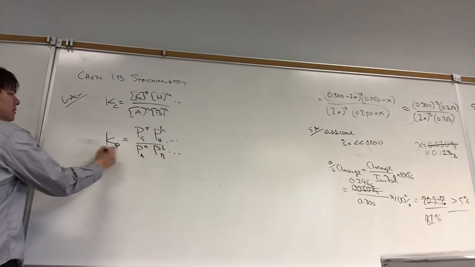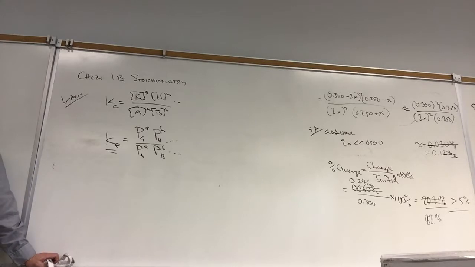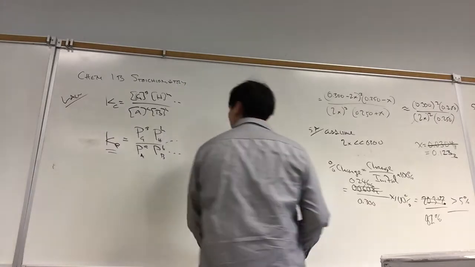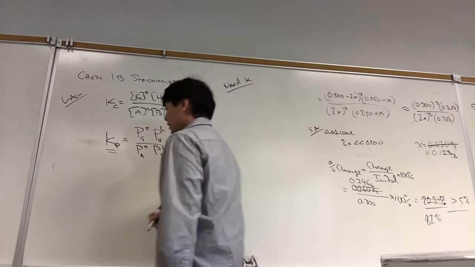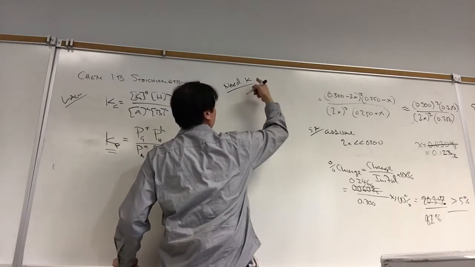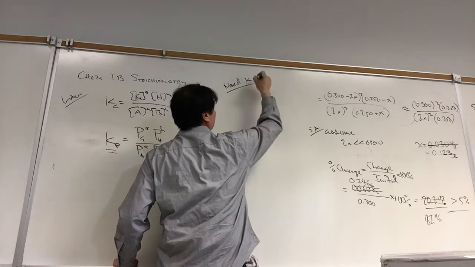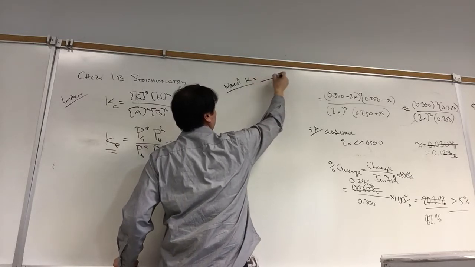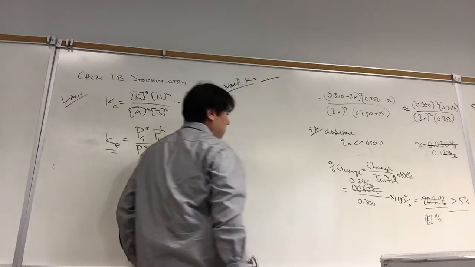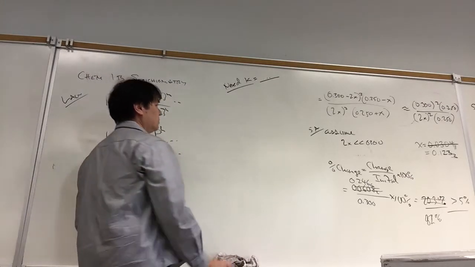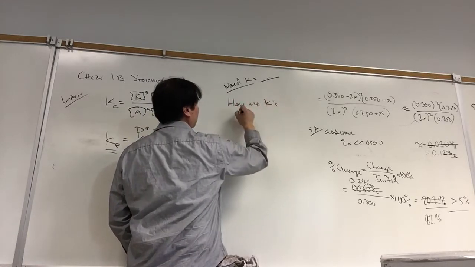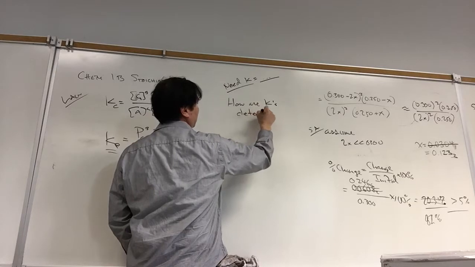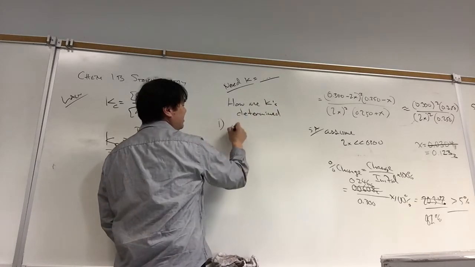And so we need this because this is going to tell us where the reaction is going to end. And so what we want to do is figure out the K's, the numerical value. The number value. And so where do we get the K's? How are K's determined? Well, number one, they're determined by experiment.